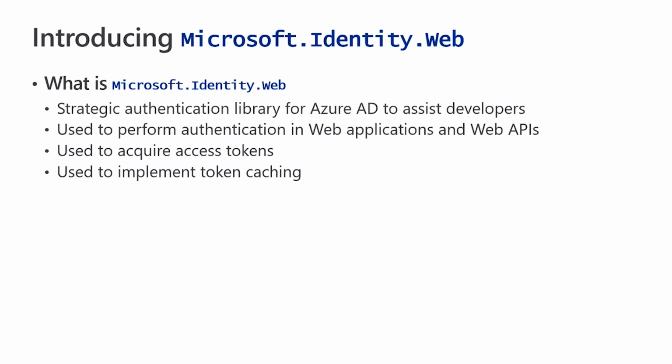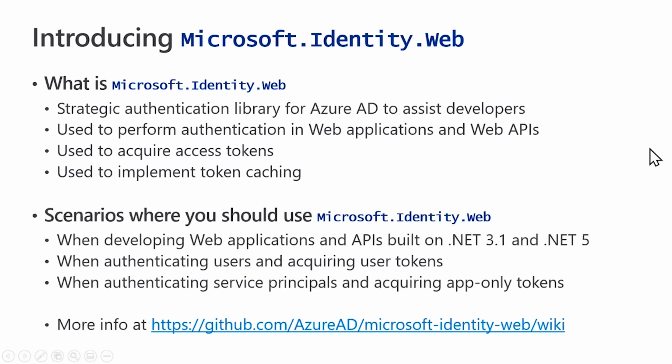Now, if we keep going here, when should we use Microsoft.Identity.Web? You need at least .NET 3.1. So anytime you're building with .NET 3.1 or .NET 5, this is the library you should use if you're building either a web application or a web API.